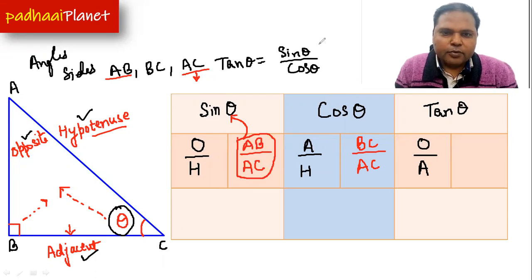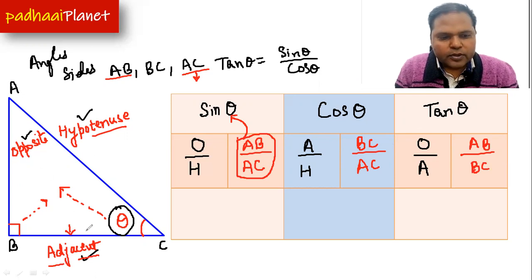And if we put the values here, the opposite is AB, right? And adjacent is BC. This is the adjacent BC. And both opposite and adjacent are basically understood with the placing of theta. If theta is placed here, then things will change. Then this will become opposite, this side, and this one will be the adjacent of the triangle, right?